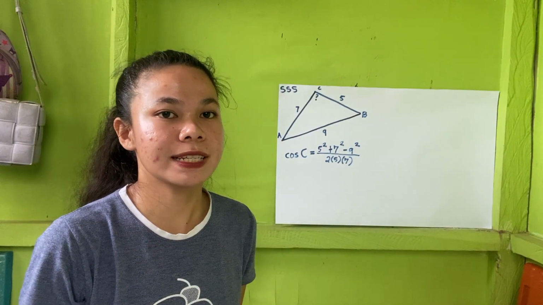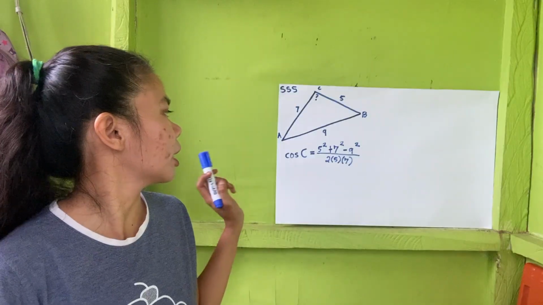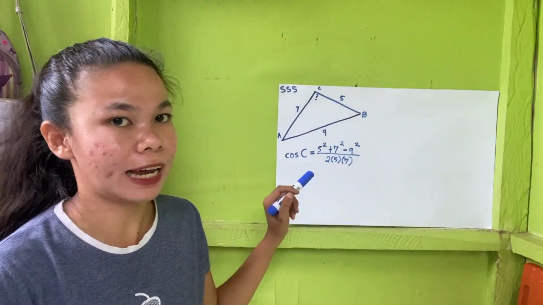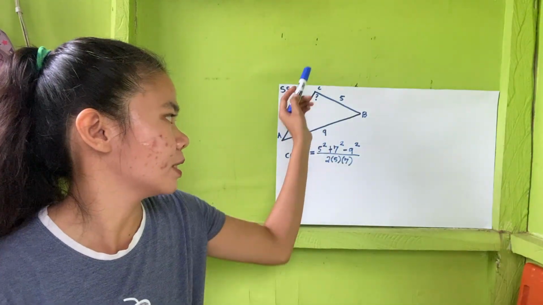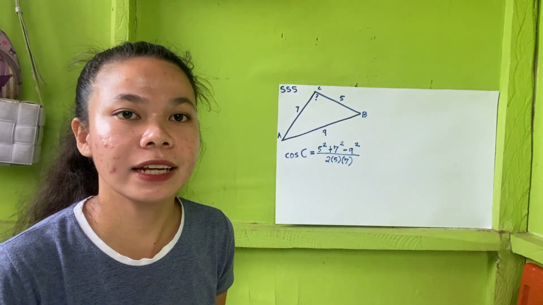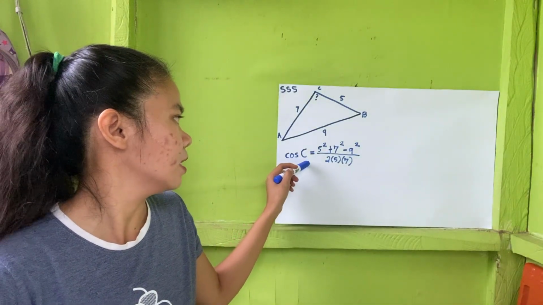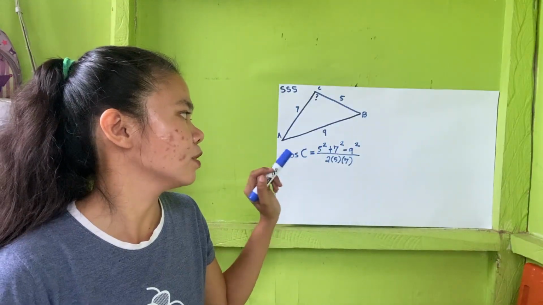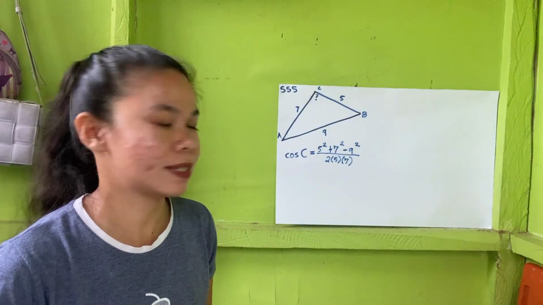Now, let us solve an example where all three sides are given. We have here triangle ABC with sides 5, 7, 9, and we are tasked to find this angle C, which is opposite the longest side. And using the law of cosines, we have here cosine C is equal to 5 squared plus 7 squared minus 9 squared over 2 times 5 times 7.